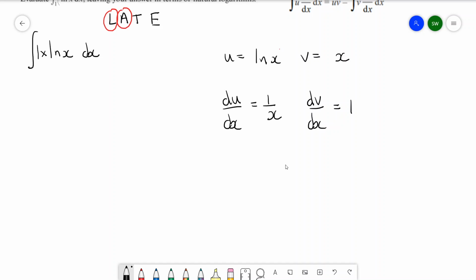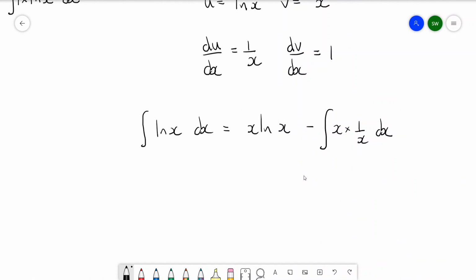So if we use the formula on the left hand side, we're going to have u dv by dx, which is just log x, equals uv, so x ln x, minus the integral of v du by dx, so x times by 1 over x. So we're going to have x natural log of x, minus the integral of 1 dx. So that's x natural log of x, minus x.